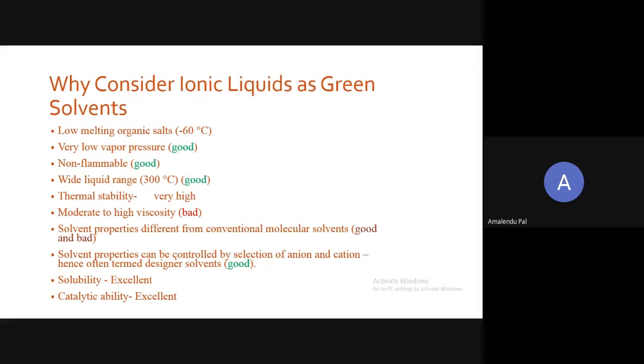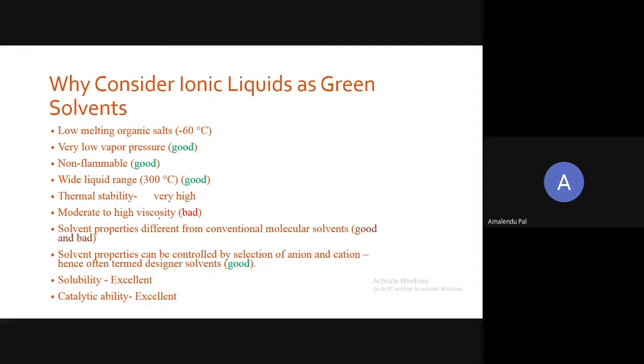These are very characteristic properties, very good physical properties. It has a low melting point, very low vapor pressure, a boiling point mostly around 300 degrees, is non-flammable, has a wide liquid range, very high thermal stability, and moderate to high viscosity. I am telling you, the viscosity is very high.